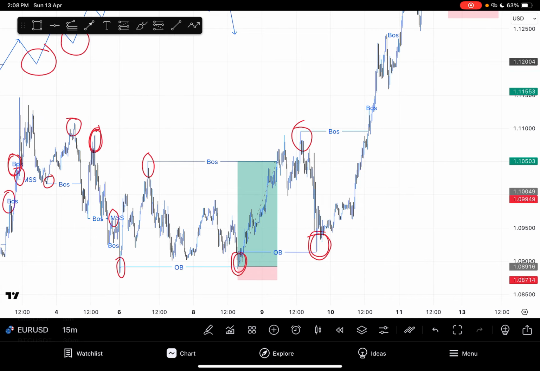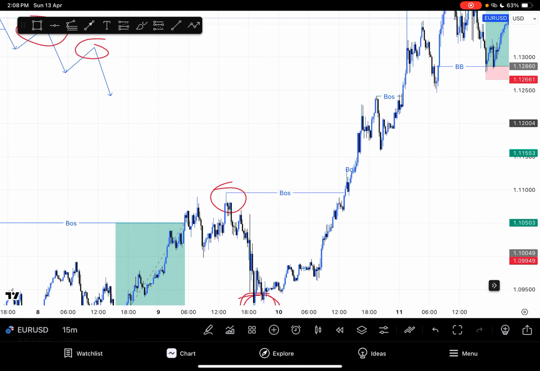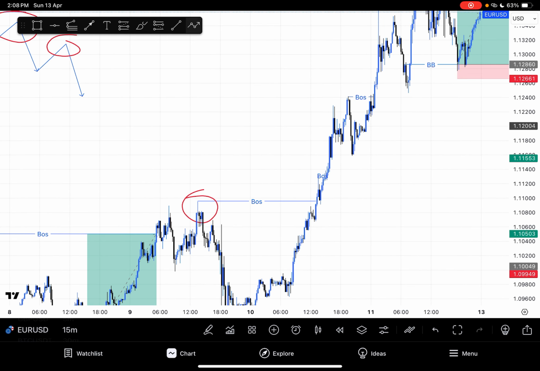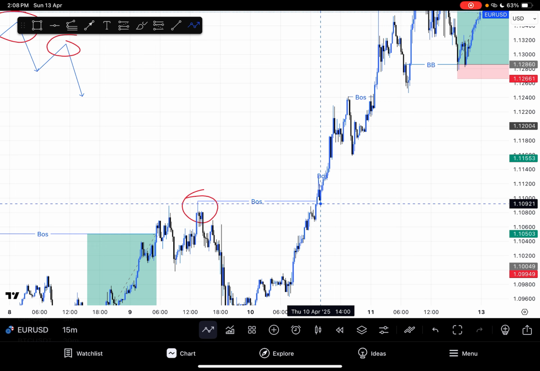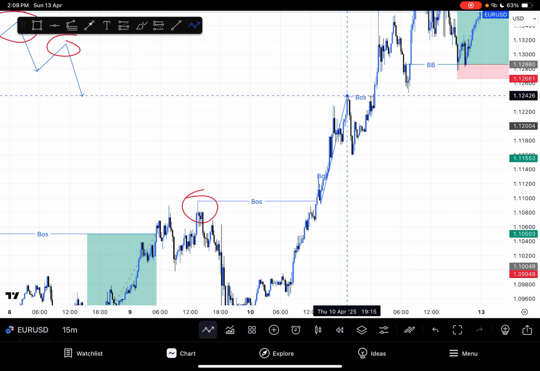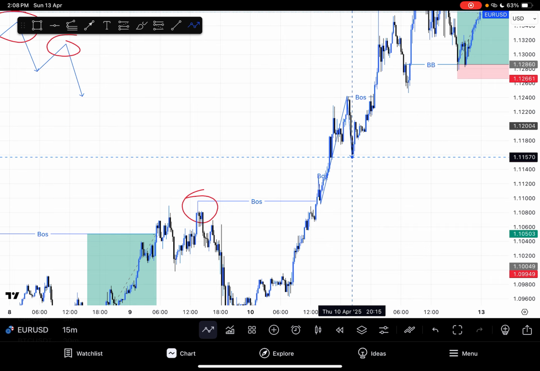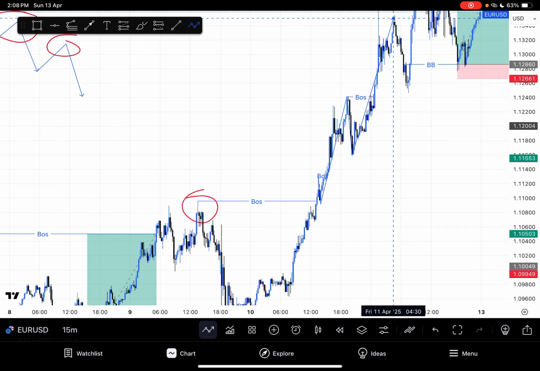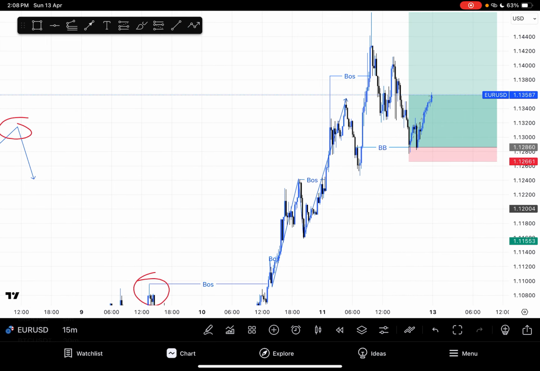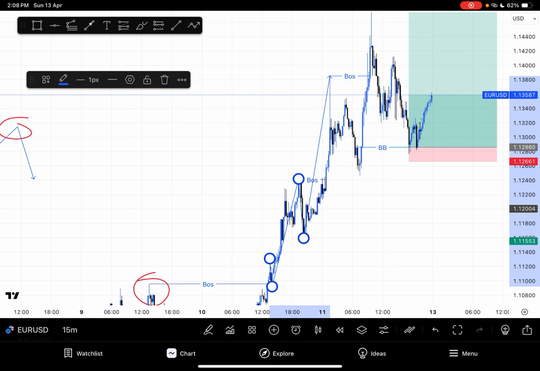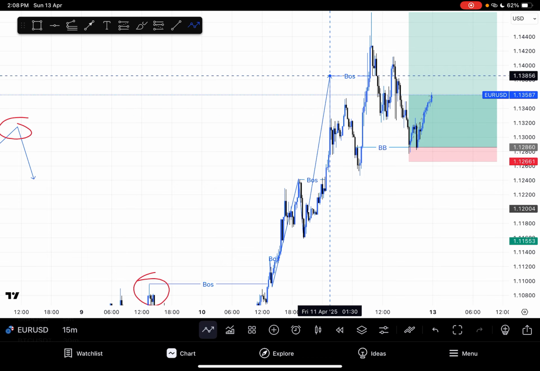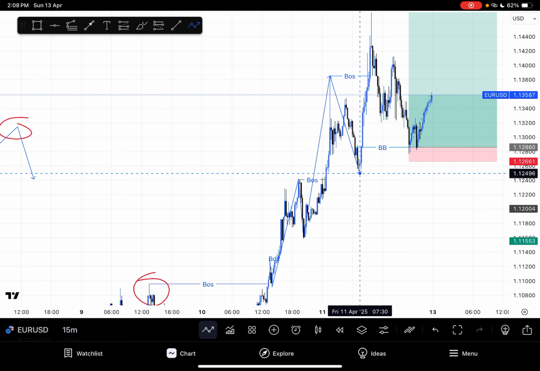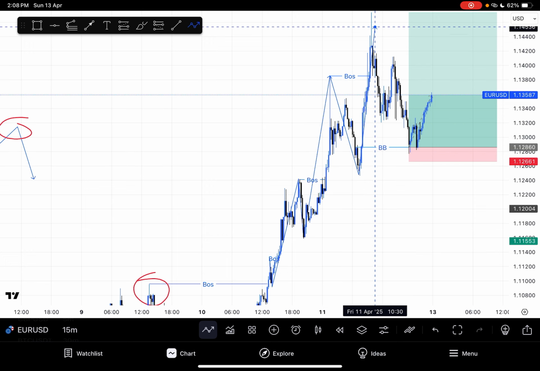But you see now, from this break of structure, price kept on going in that particular direction. After this break of structure, it did another pullback again, came to this previous high, did the pullback again, came to this previous high, did another pullback again.